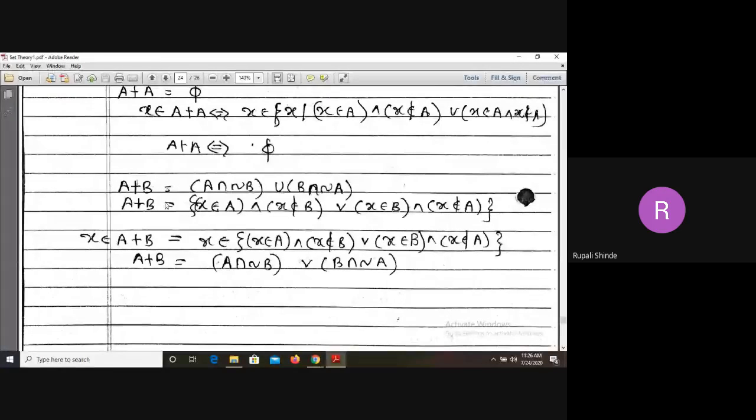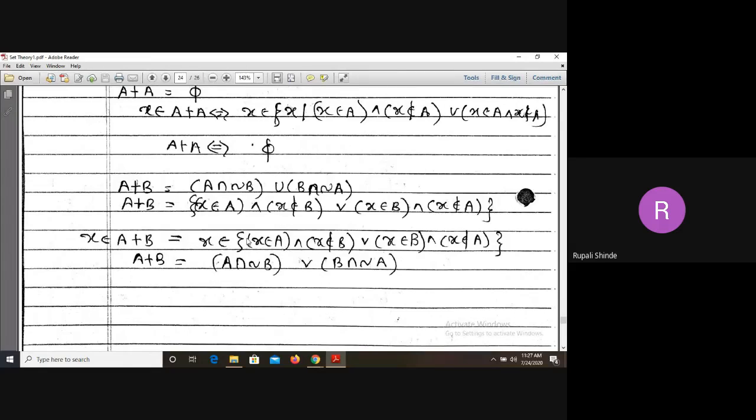What do we have to prove? A plus B equals A intersection negation B union B intersection negation A. So now just consider LHS. In LHS, what is there? A plus B. Now consider any element x which belongs to A plus B. So how can we write this in equivalent form? X belongs to, this x belongs to, we have kept as it is. Now replace this A plus B by its definition. So how can we write the definition for A plus B?